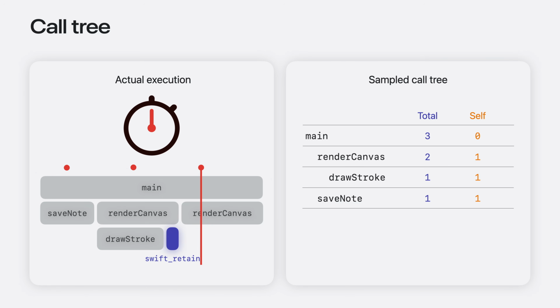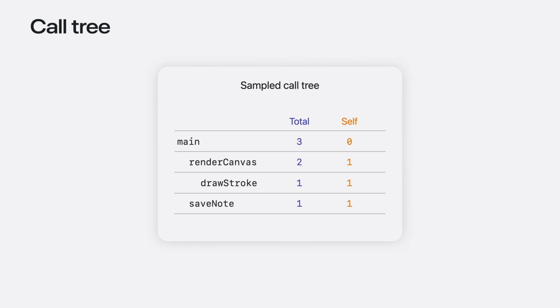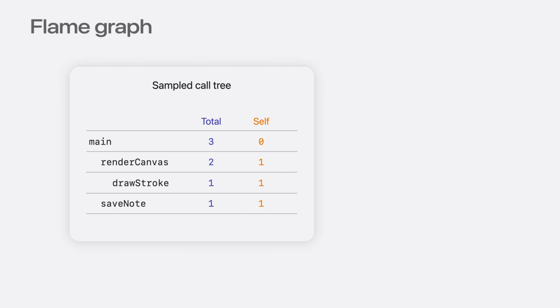Notice the fast Swift retain call. Because it started and finished entirely between the samples, it is never recorded. But it's important to note that the more frequently it is called, the more likely it will be sampled. This call tree is the raw data driving your investigation, but reading it can be difficult to parse at a glance.